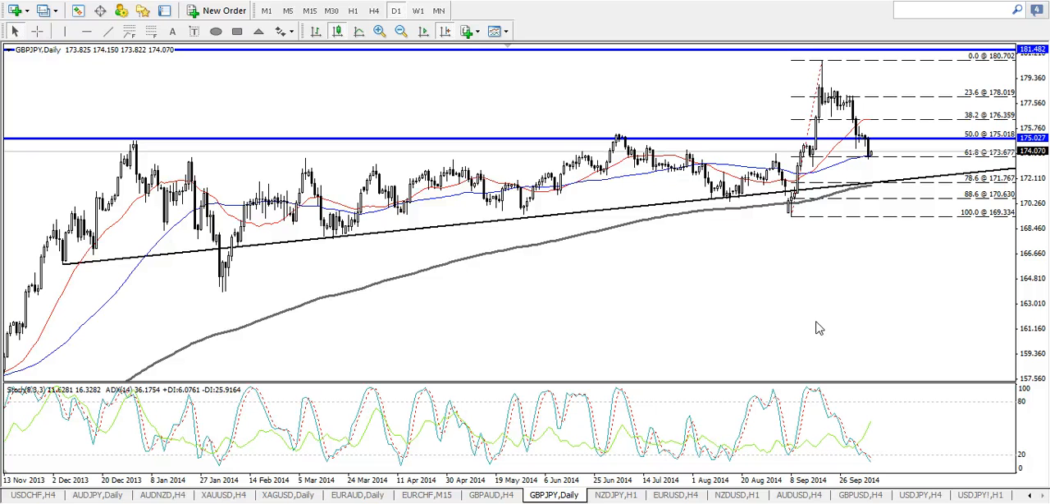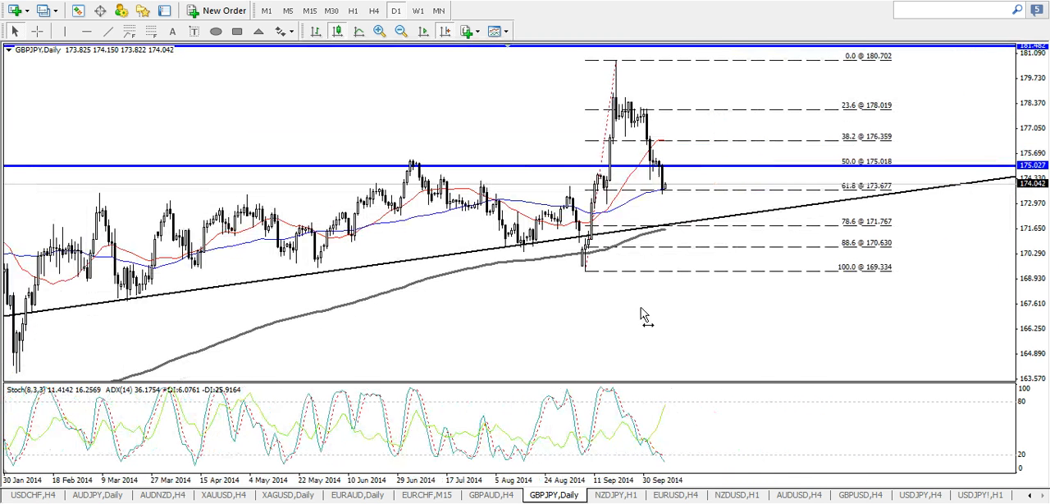So today is Wednesday, 8th of October. We're going to run through a few currency pairs. Let's start off with the pound against the yen. This is a daily chart on pound against the yen.